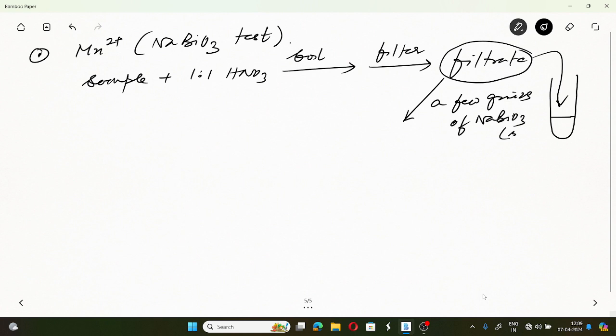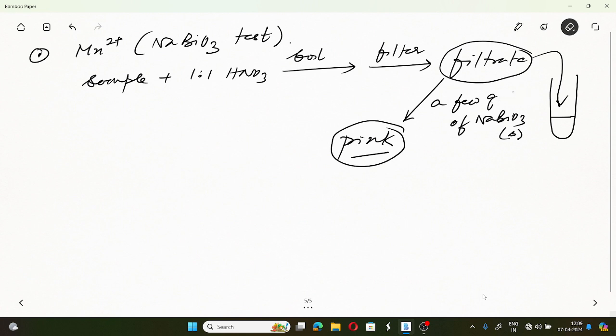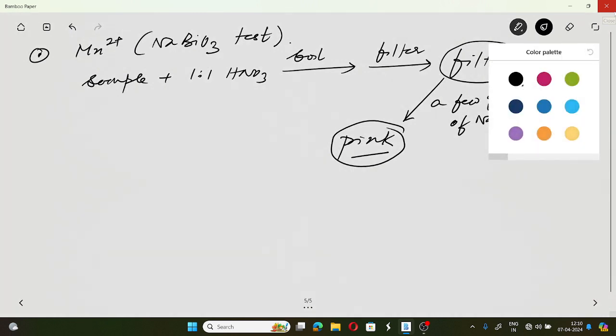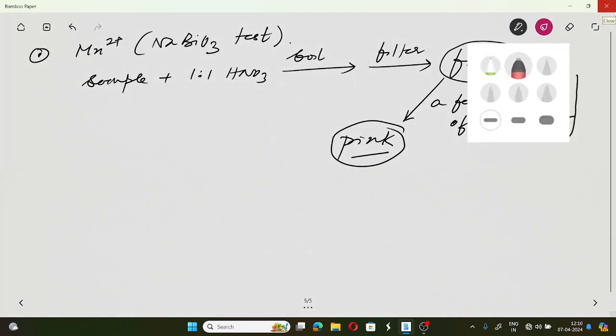This is the solid. Don't add sodium bismuthate in excess, otherwise you won't be able to observe this pink color. If you want to observe the pink color, do not add sodium bismuthate in excess. You have to add a few grains of sodium bismuthate. Follow? And what will happen? You will observe a pink color, you can see a pink color clearly.